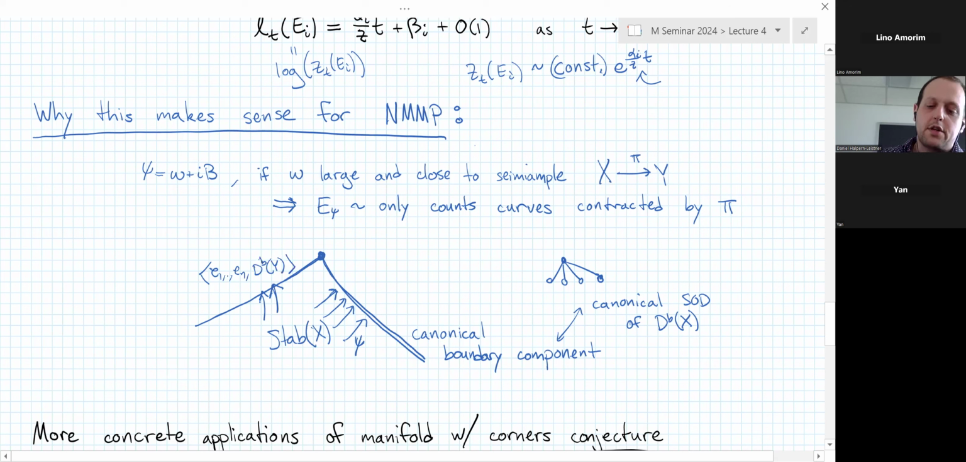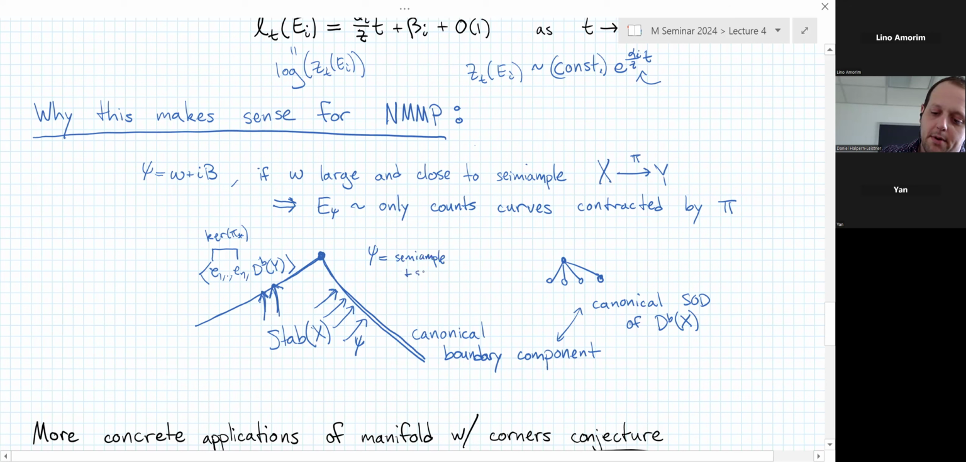So if you only count curves that are contracted by pi, you won't split up the derived category of Y at all, and you'll just maybe split up the kernel of pi star. And the idea is then you can think of it: if you start with a semi-ample class on X, and you look at the corresponding operator, you'll end up limiting to some boundary divisor, which is a sort of coarser semiorthogonal decomposition.